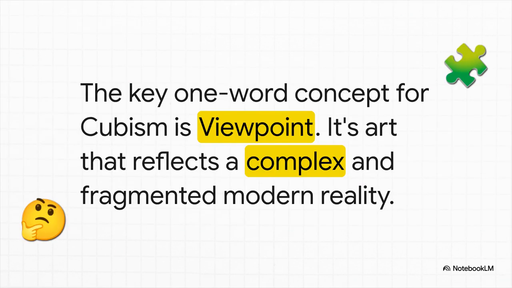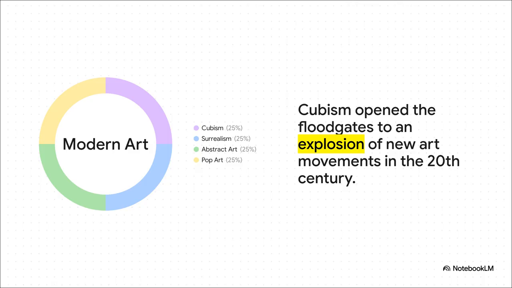So let's recap. The Renaissance had perspective. Impressionism had light, while Cubism's one-word concept is viewpoint. It completely smashed the idea that a painting had to show one view from one moment in time. It's art for a new, faster, more complex and fragmented modern world. And Cubism was just the start. It basically kicked the door open.